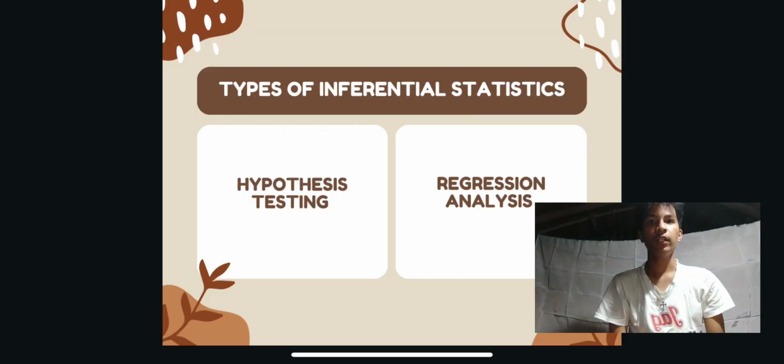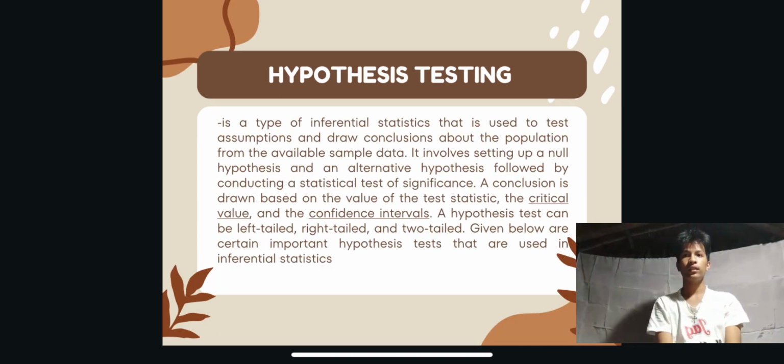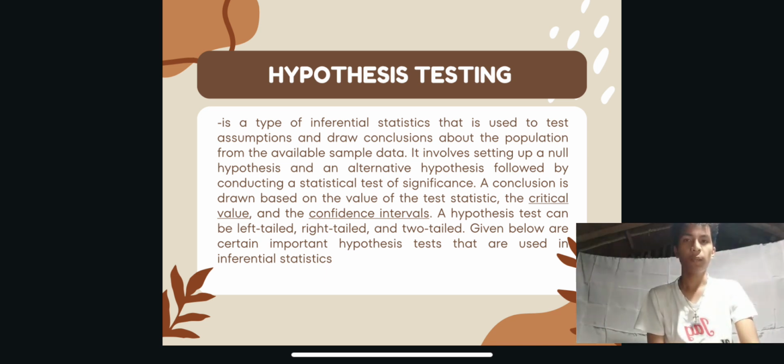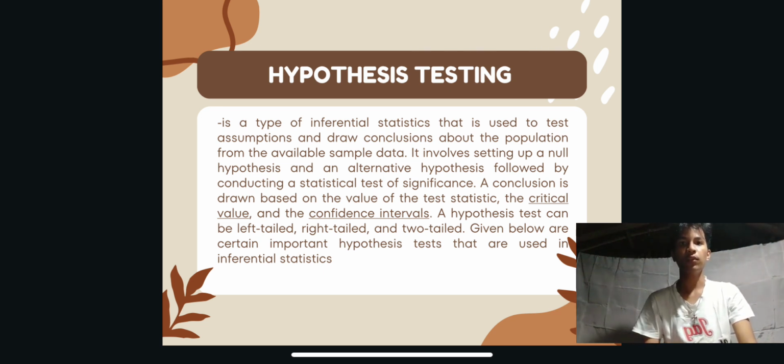Types of inferential statistics. Hypothesis testing is a type of inferential statistics that is used to test assumptions and draw conclusions about the population from the available sample data. It involves setting up a null hypothesis and an alternative hypothesis, followed by conducting a statistical test of significance. A conclusion is drawn based on the value of the test statistic, the critical value, and the confidence intervals.